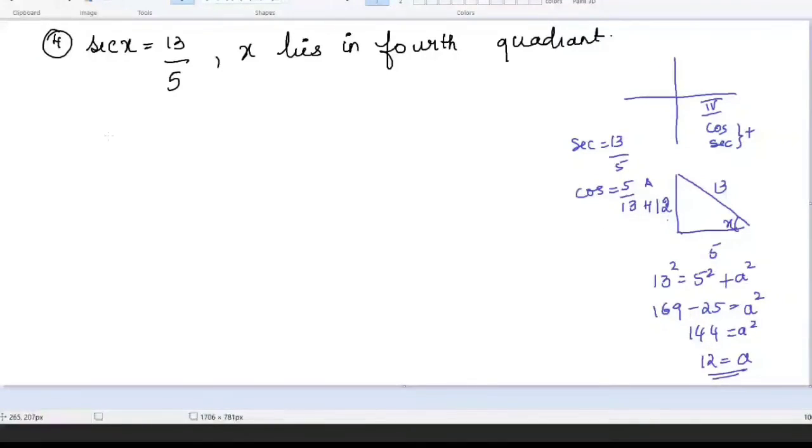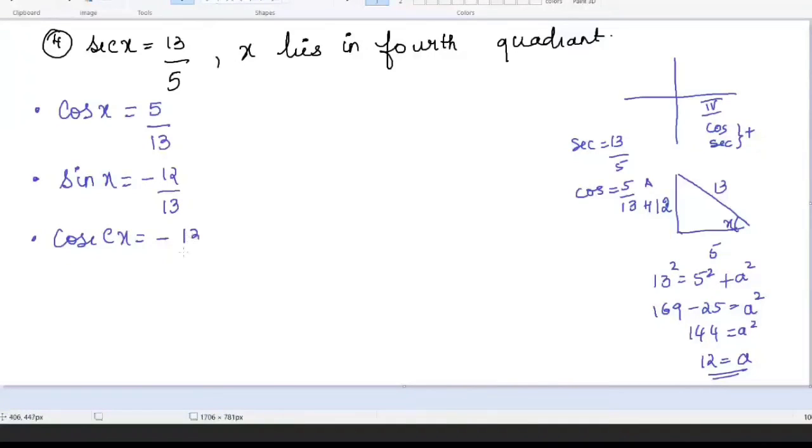Okay, so now let us write the answer. Secant is given, so first we will write cos x. So cos x is equal to, cos is positive, 5 by 13. So first sign and then the value. Next we will take sin x. Sin x is negative, so put the sign minus first. And sin is opposite by hypotenuse. So therefore it is minus 12 by 13. So if I know sin, I know cosecant. So cosecant x is equal to minus 13 by 12.